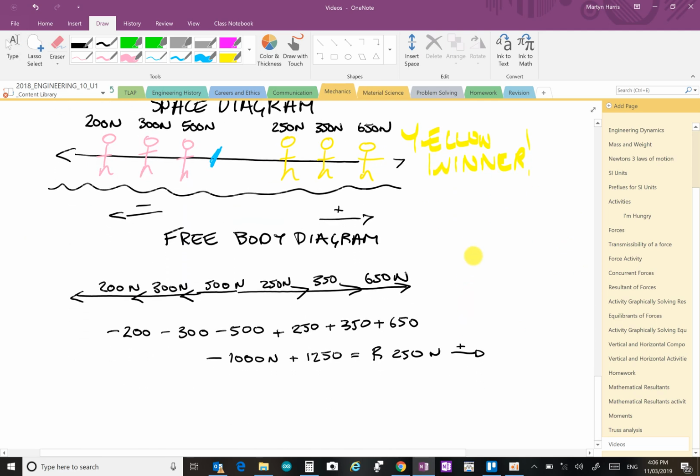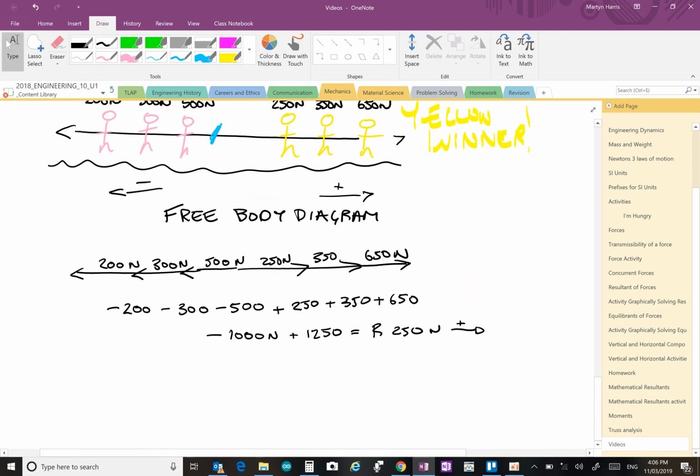Okay, I'm going to try and write this out here, and then that's the end of this tutorial when we're talking about linear forces and finding the resultant for linear forces. In the next tutorial, we'll be looking at other ways to find the resultant of forces.